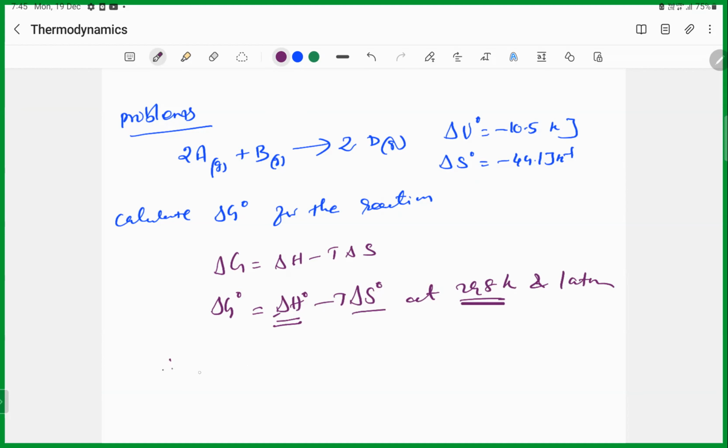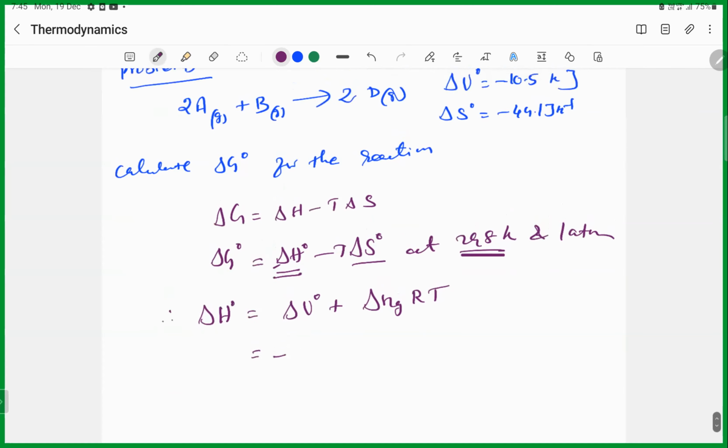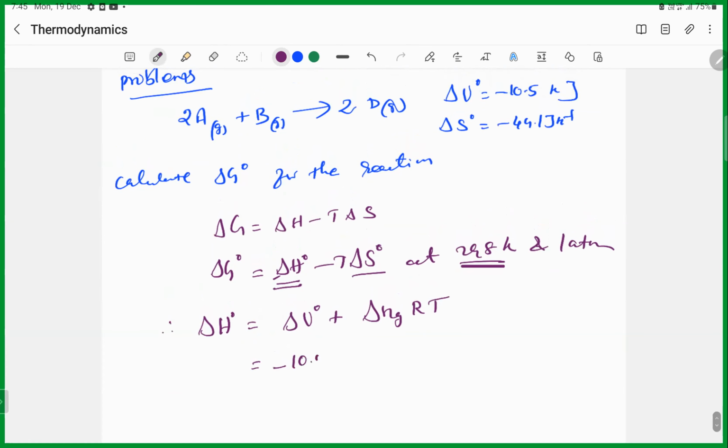How to calculate delta H? Delta H is equal to delta U plus delta ng RT. Am I right? So delta H0 means you have delta U0. Delta U0 is minus 10.5 kilojoule, plus delta ng. How to calculate delta ng? Product minus reactant. You have two products, but you have three reactants. So 2 minus 3 becomes minus 1. So minus 1, correct?